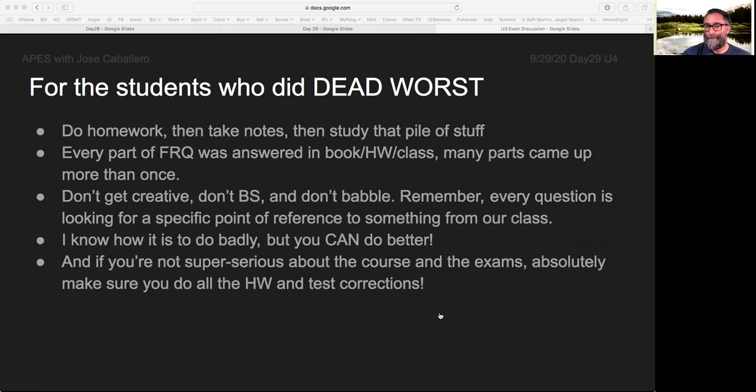I don't know who you are, but if you did really bad on this test, do your homework, then take notes, then study that stuff. Every part of the free response question was answered in the book or in the homework or in the class. It's also true of the multiple choice. Many parts came up more than once.